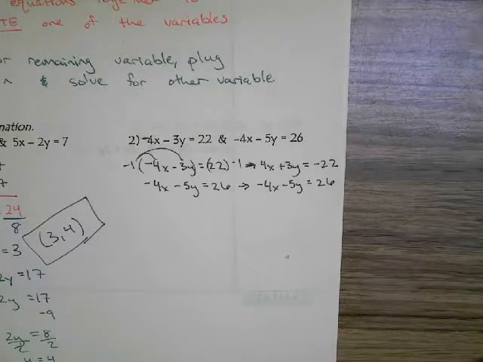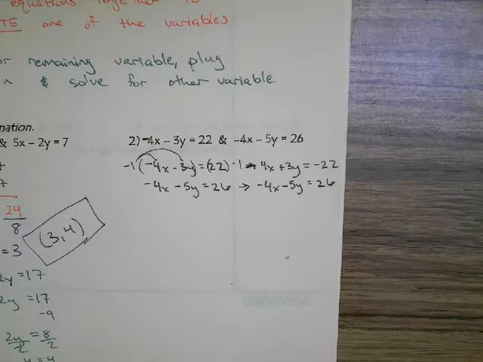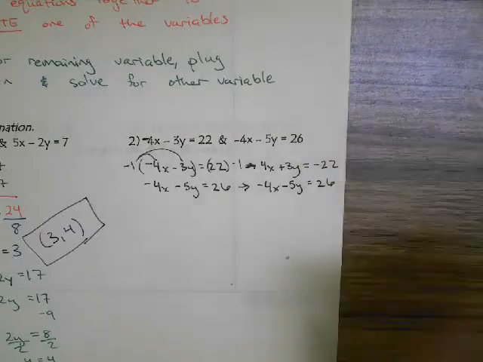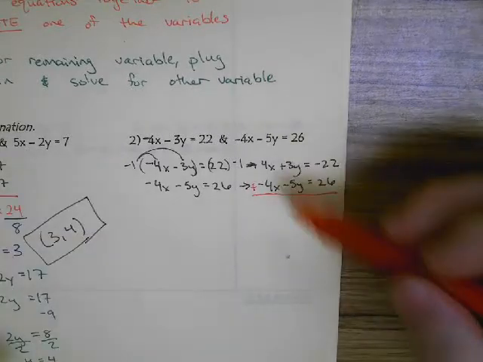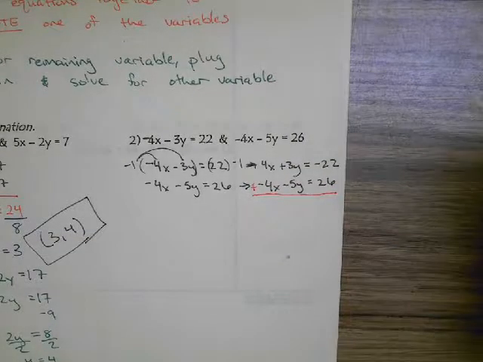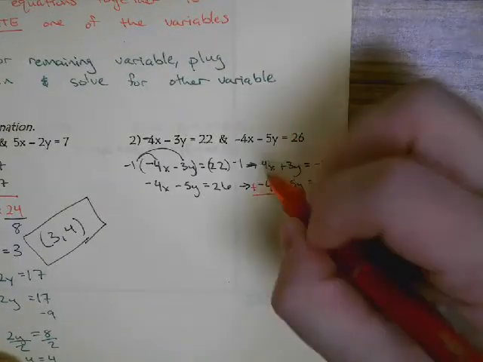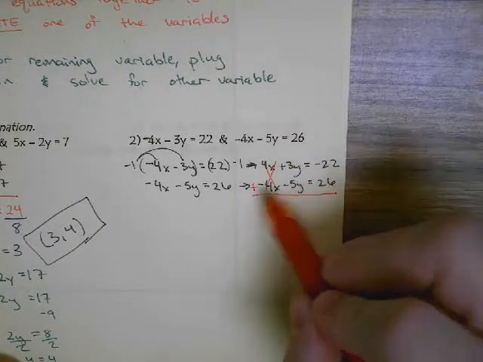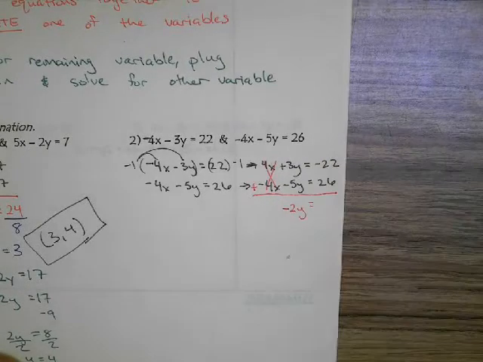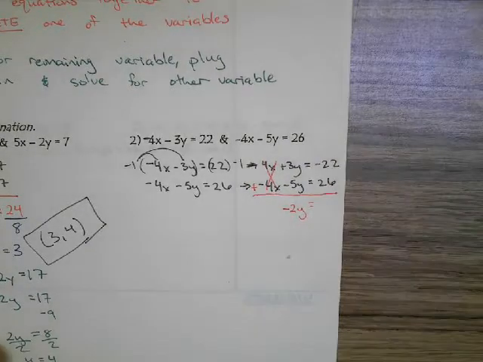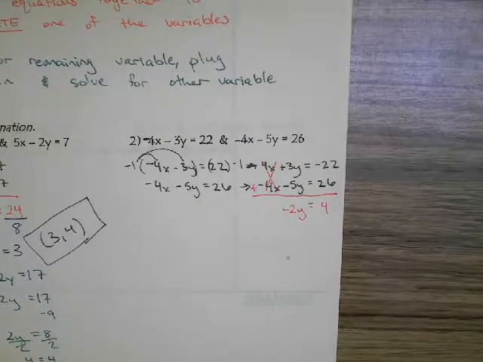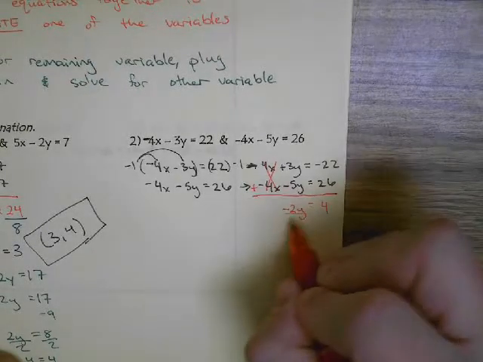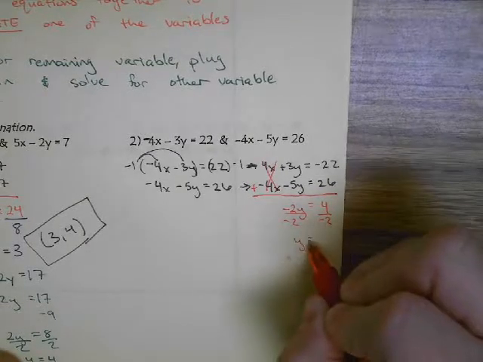Okay, that's looking pretty good. Now we can follow our steps. We're going to add vertically, combining like terms, and one of my variables will eliminate. So 4x plus negative 4x, those cancel. 3y plus negative 5y would be negative 2y is equal to, when I add negative 22 and 26 together, I get 4. Now we'll divide both sides by negative 2, and we'll get y equals negative 2.